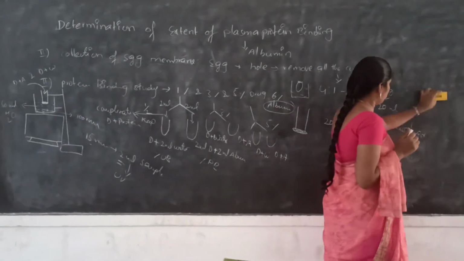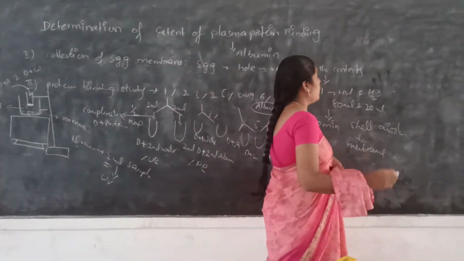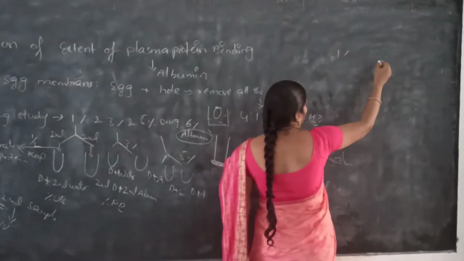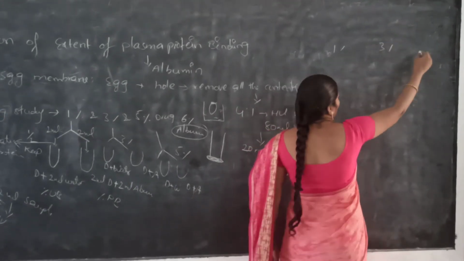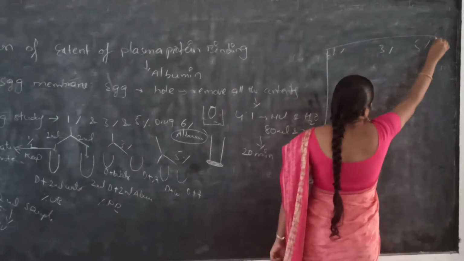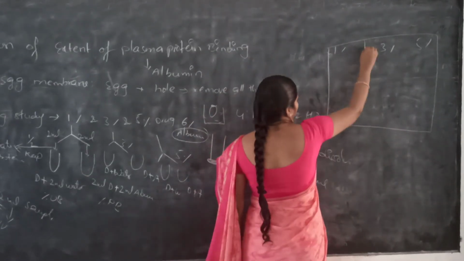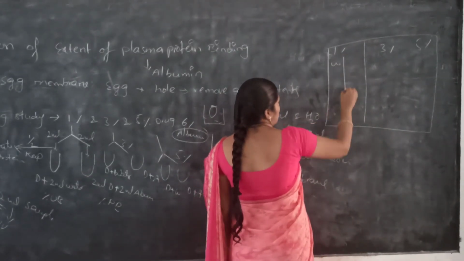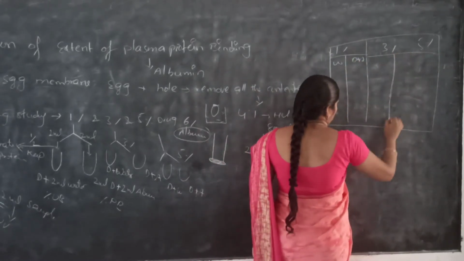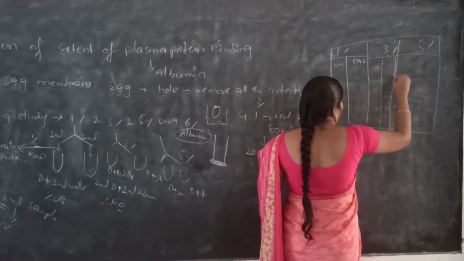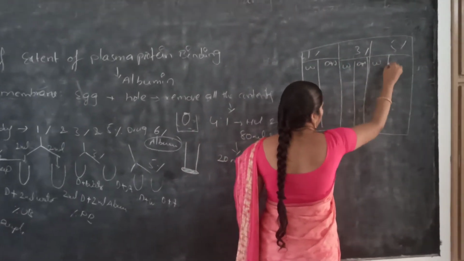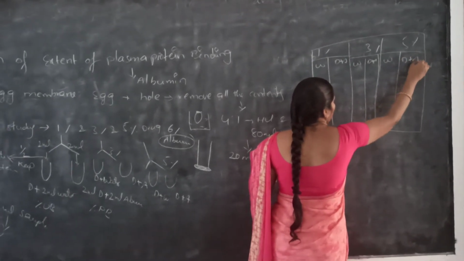Now we have the absorbance values for 1%, 3% and 5%. For the 3 batches we have both the water values as well as the drug plus albumin values.